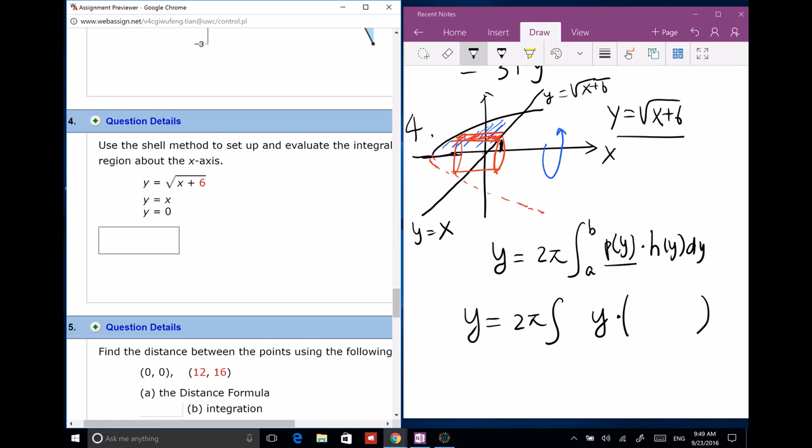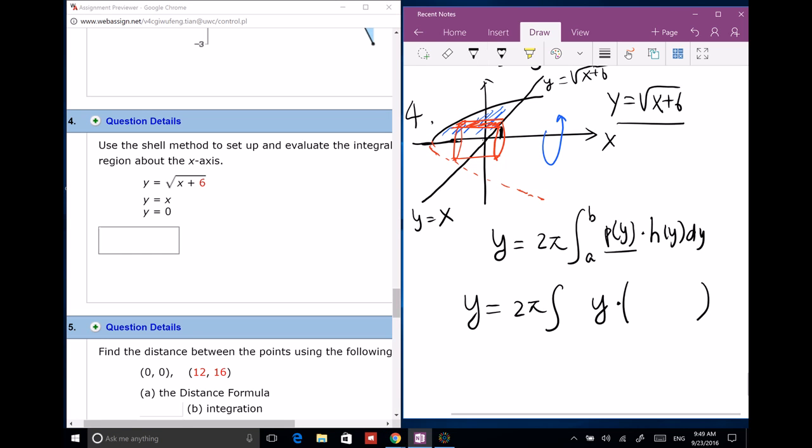Can you say that again, please? Y minus 6. Root y minus 6.